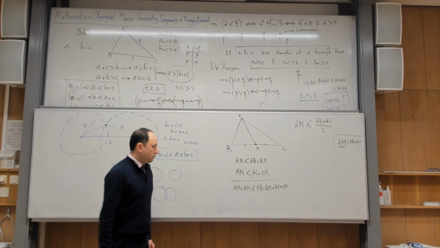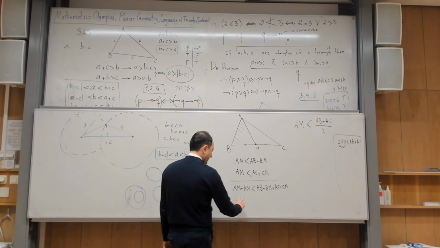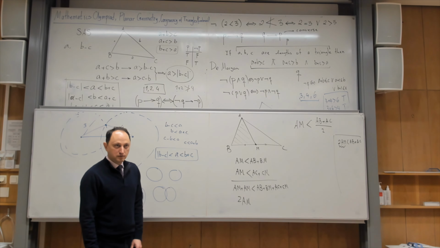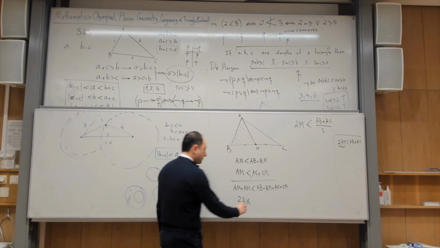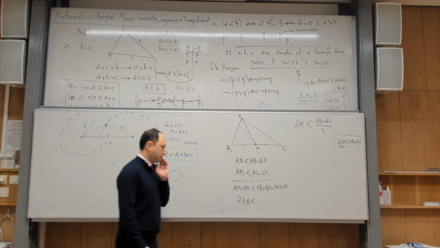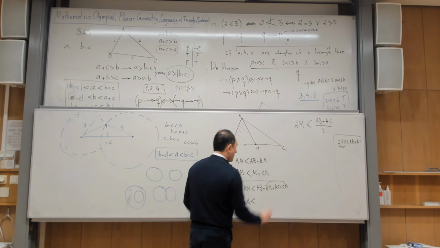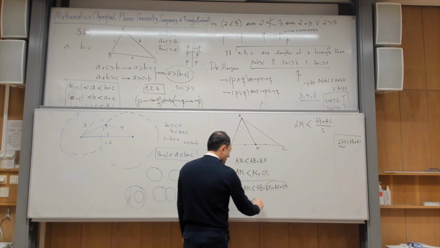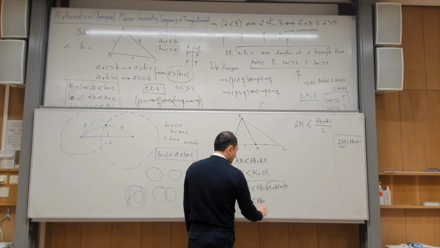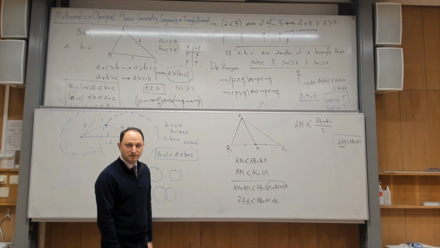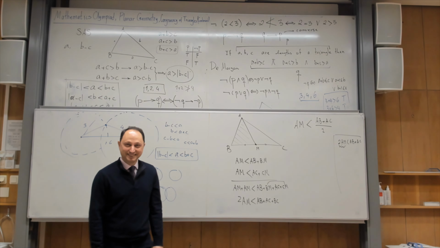Yeah. But then what happens? Don't be in a hurry. This becomes 2AM, which is good. I need it. What do you think I can write for the right-hand side? BM and CM can be combined. BM and MC becomes what? BC. So this becomes AB plus AC plus BC. Okay? And that's unfortunate. I cannot get rid of BC.